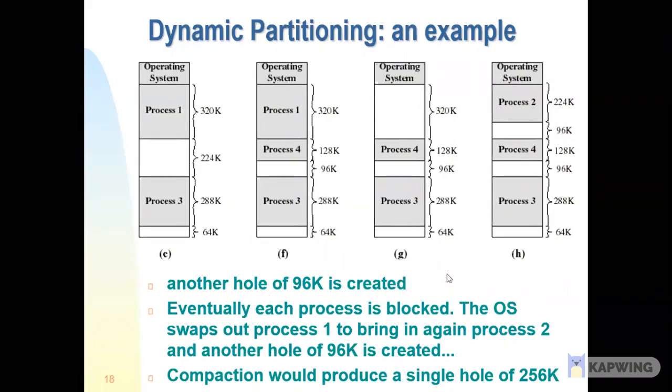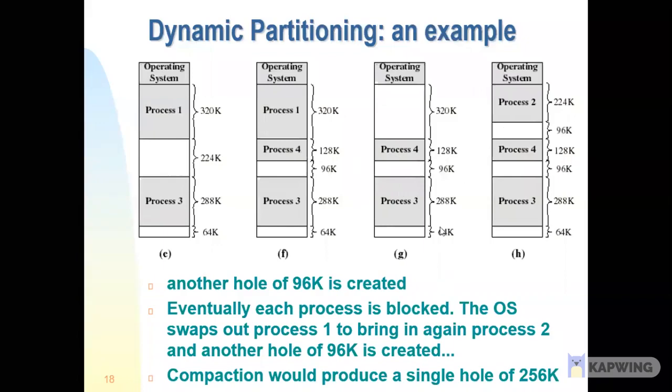Another hole of 96 is created. So this we have swapped here. This process is now out. Now process P4 comes. It is of 128 KB. Now how much is remaining? It is 96K, and this is your 64K. P4 is in, P2 is out. Swap out, this is swap in.